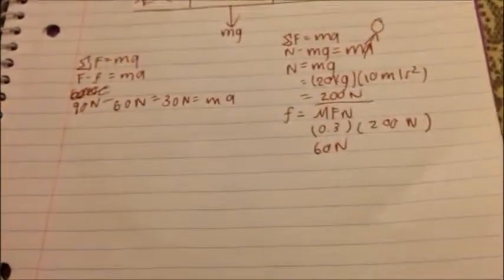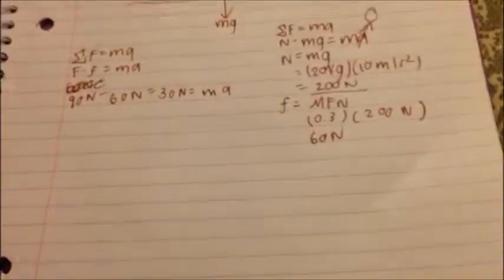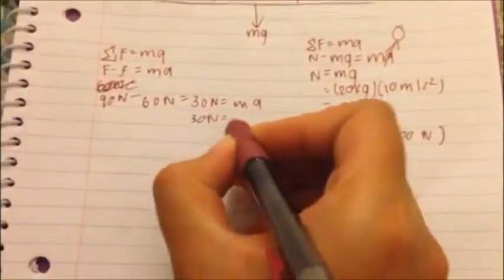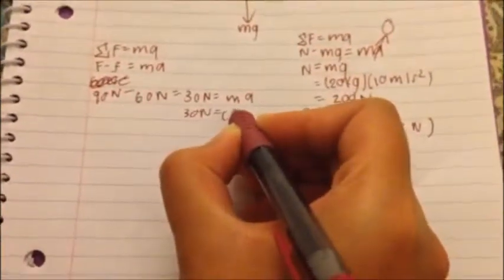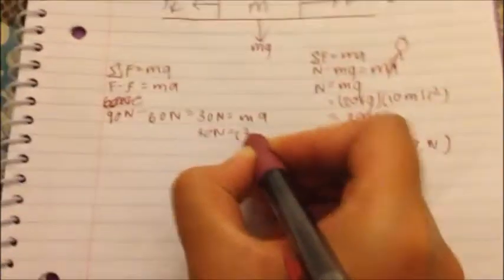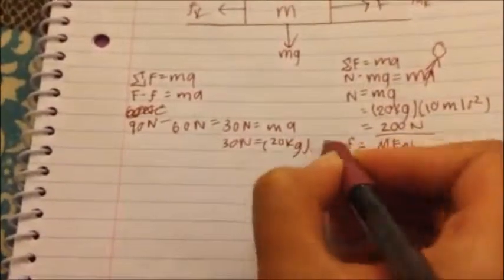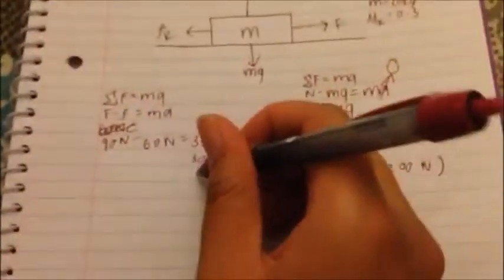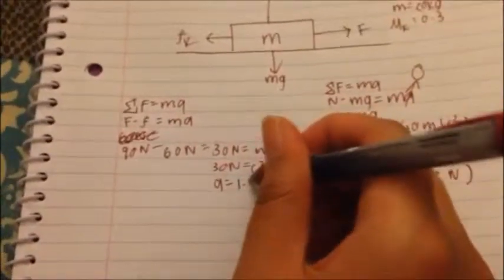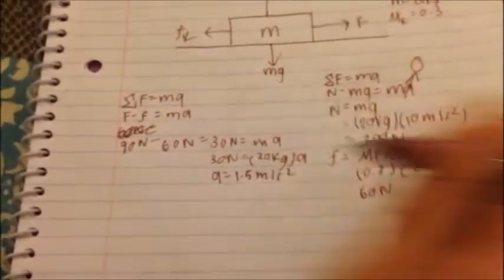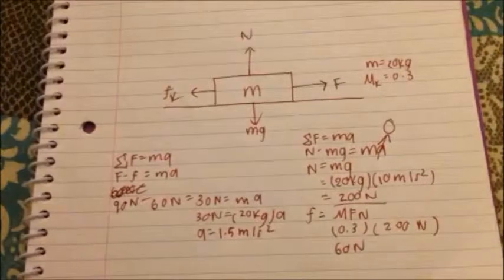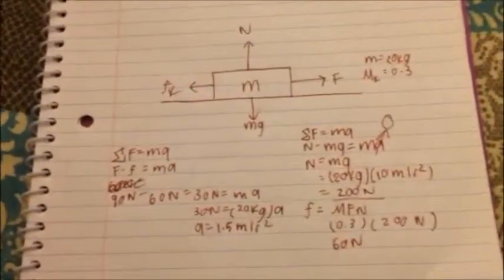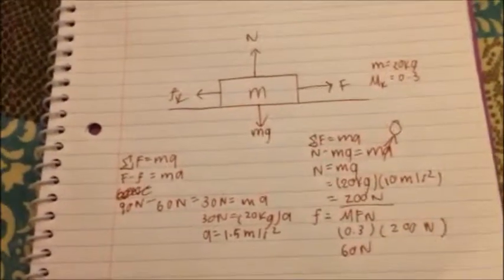Now we already know the value of the mass, so let's substitute in for that value. 30 newtons equals 20 kilograms times acceleration. And from there we can solve for acceleration, so we get a equals 1.5 meters per second squared. So there you have it. We just applied Newton's laws of motion to solve two simple but very fundamental forces problems.